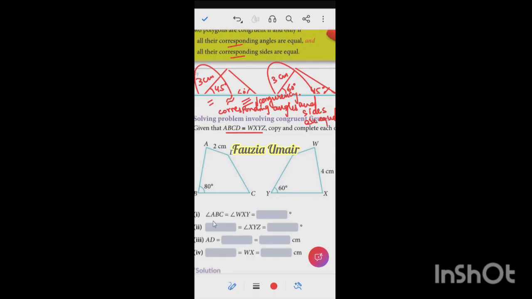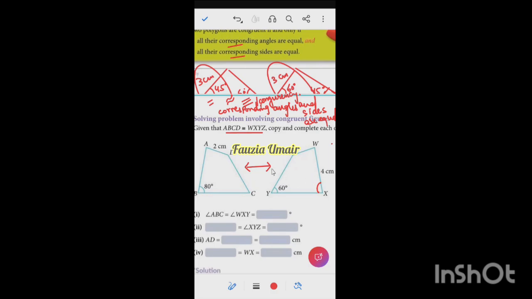So now let's look at this. Angle ABC. So angle ABC is same as angle WXY. ये इसके equal है. ठीक है. So can anyone tell me what is the movement in these two shapes? ये दो shapes के बीच में क्या movement हुई है? Is it translation, reflection, or rotation? Anyone? What is the movement in between these two quadrilaterals?